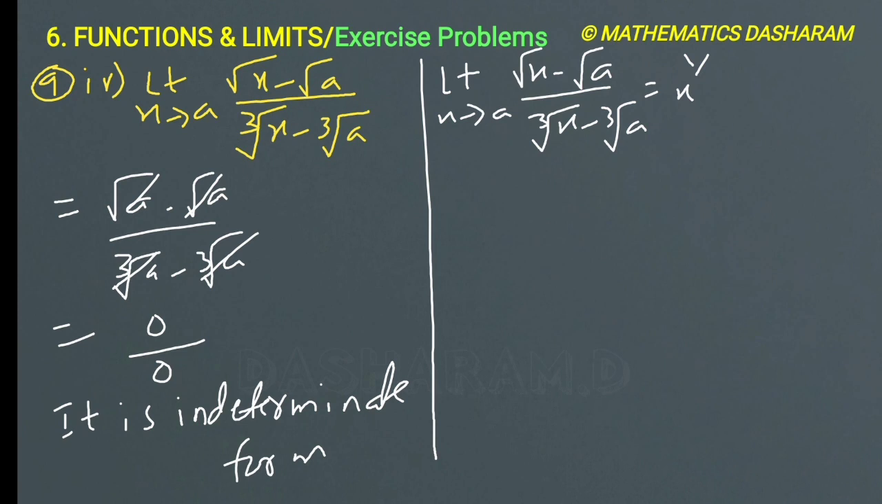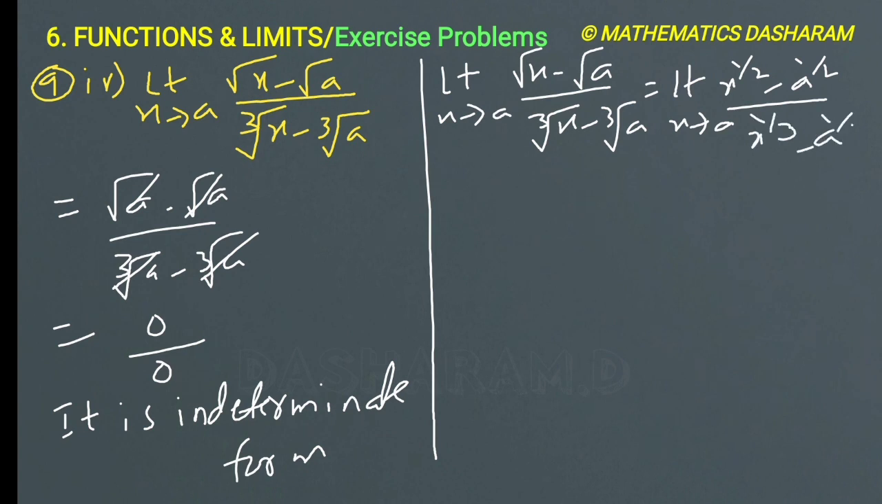So here limit x tends to a, x to the power of 1 by 2 minus a to the power of 1 by 2 divided by x to the power of 1 by 3 minus a to the power of 1 by 3. So then the formula is m by n into a to the power of m minus n. So m value is what? 1 by 2 by 1 by 3 into a to the power of 1 by 2 minus 1 by 3.